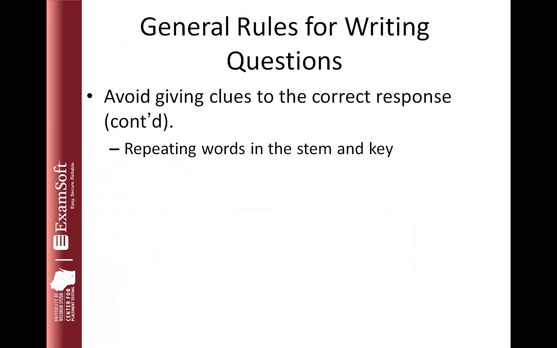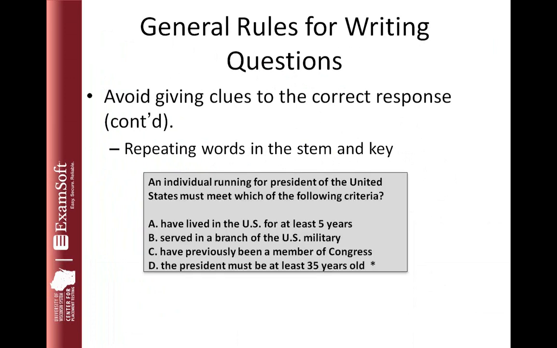We want to avoid repeating words in the stem and in the key. So the sample item: An individual running for President of the United States must meet which of the following criteria? And the correct answer: the president must be 35 years old. It's the only option that has the word president. President also appears in the stem. It gives you a clue that that might be the correct answer.